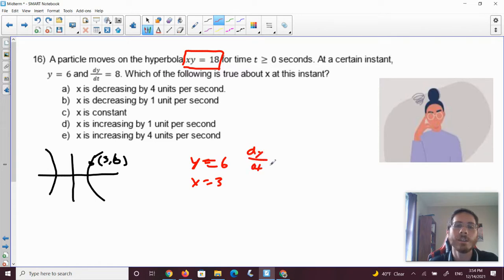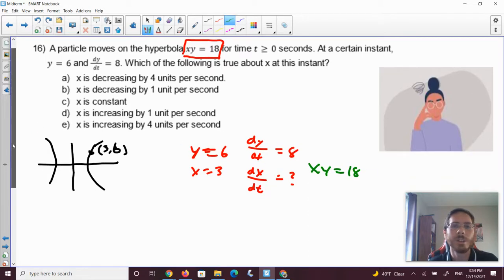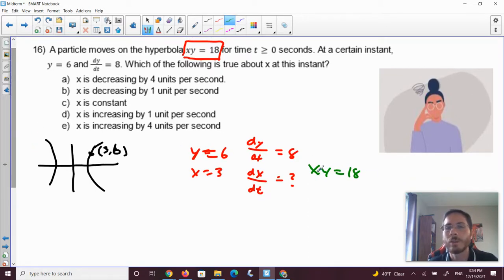dy/dt is 8, and then dx/dt is going to be our question mark because this is asking how x is changing. They give us the equation, which is also pretty nice. So xy equals 18. And this is the other thing that was interesting about this one: this is just a product rule. So you can't just do a power rule or anything like that. So this is going to be x dy/dt plus y dx/dt equals 0.